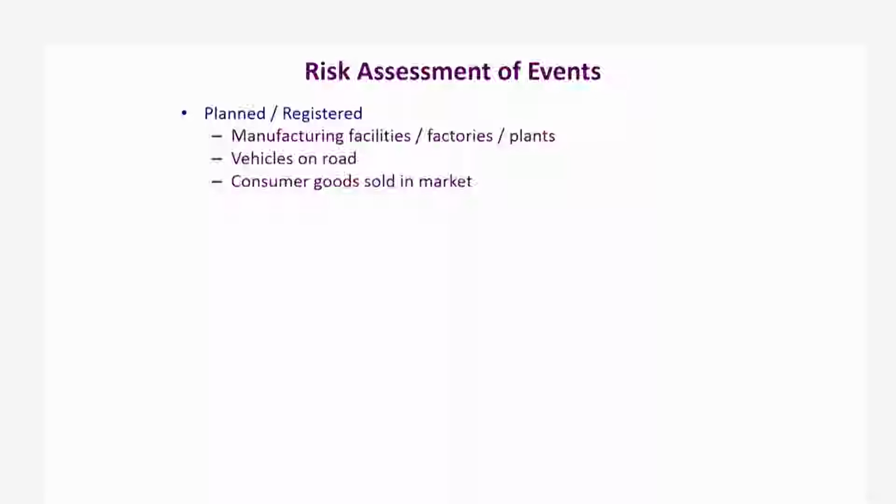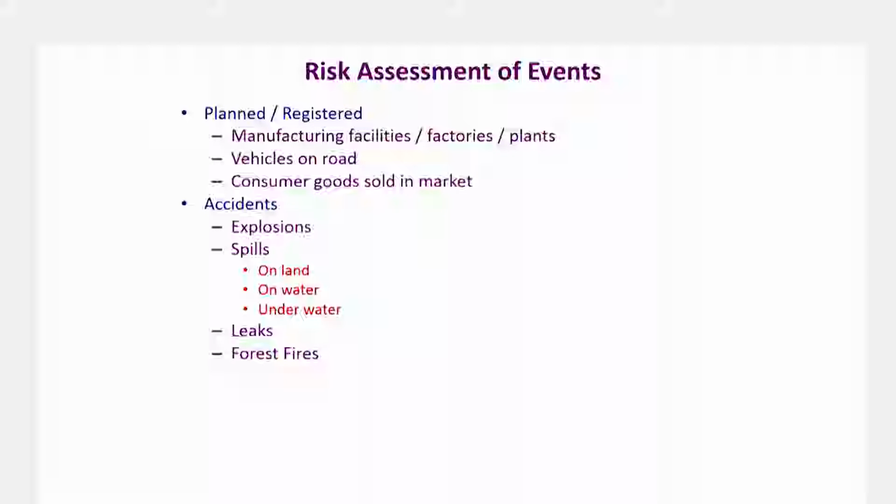These are planned activities, planned products and processes, as a result of which we can look at the emissions or the pollution that can come out of these things, which is known. So, one can really understand that, and one can plan for it, one can account for it.